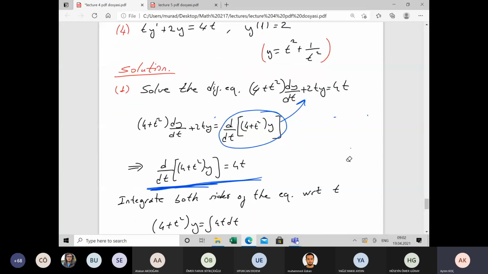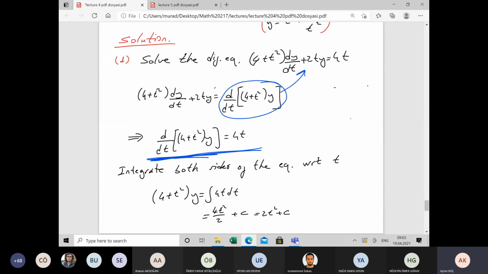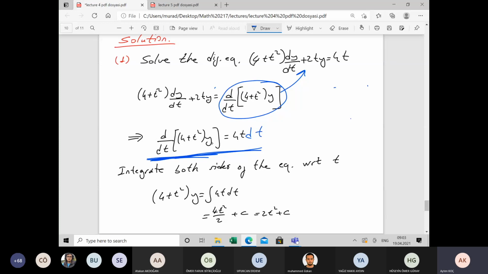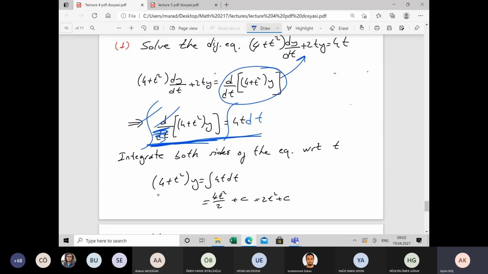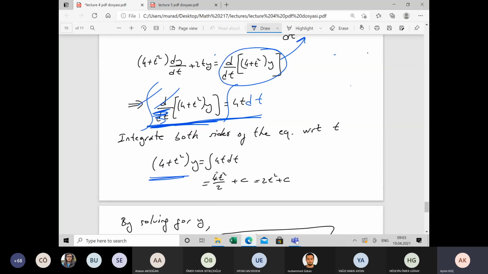It is easy to solve for y because integrating both sides is okay. We rewrite this as d over dt, and integrating both sides, this cancels this one. So we obtain on the left side this, and on the right side the integral of t dt. What is the integral of t? It's t squared over 2, and we obtain this.